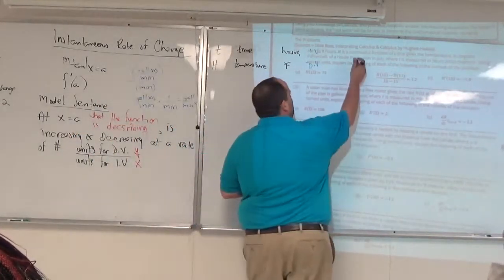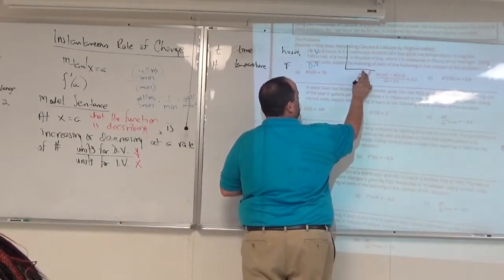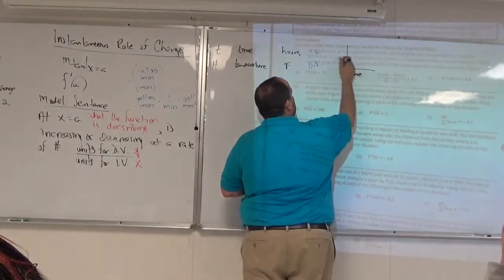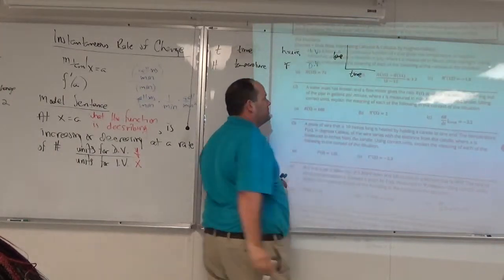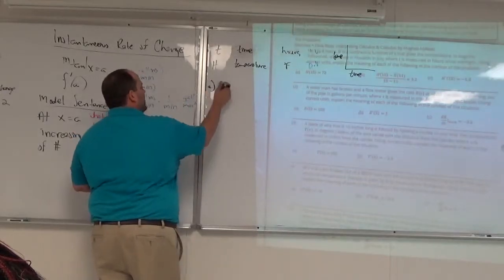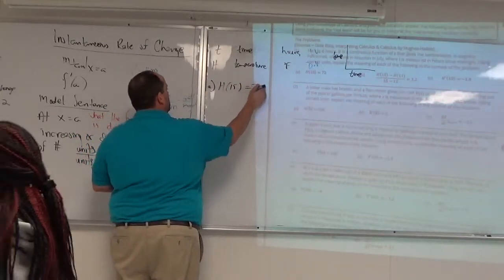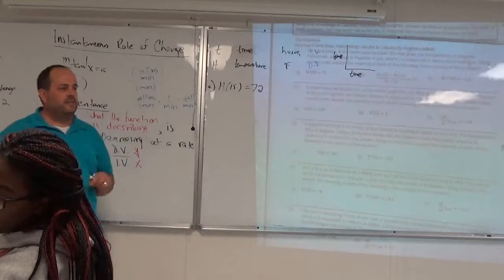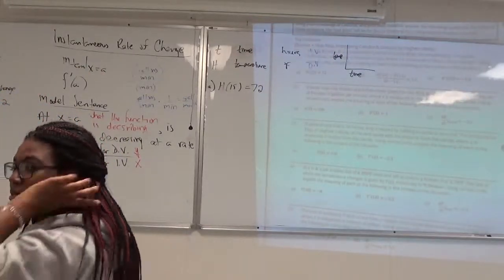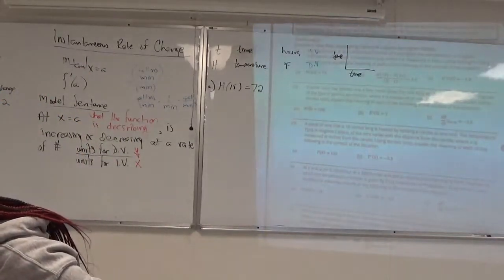Other people, they like to think of it graphically. Which one would you put on the x-axis? You put time. Which one on the y-axis? You put temperature. All right. A, I need a brave soul. H of 15 equals 72. What's the perfect sentence?